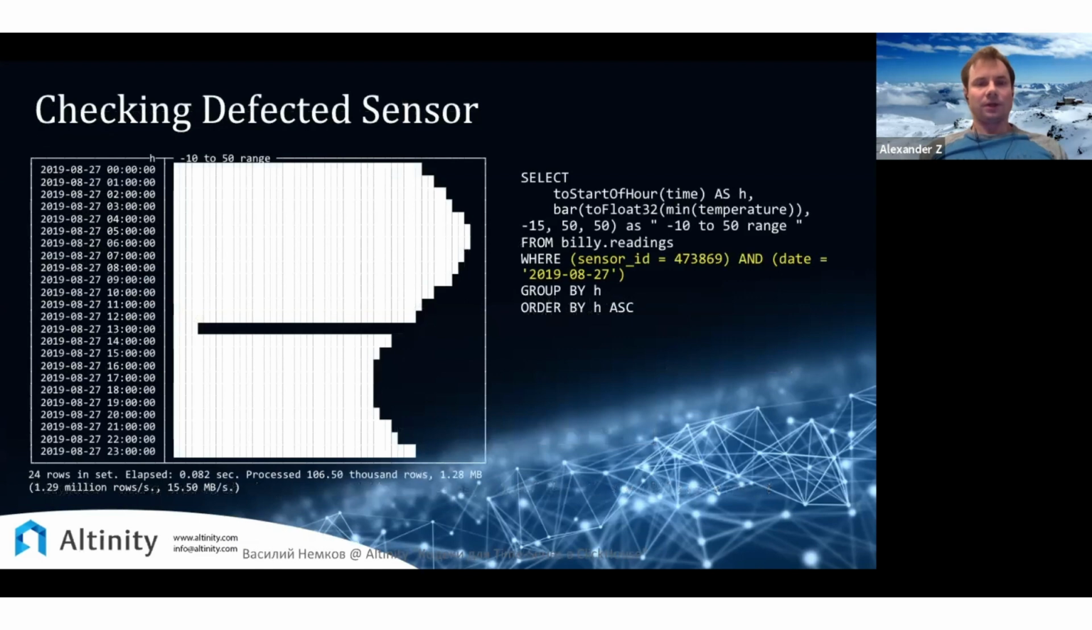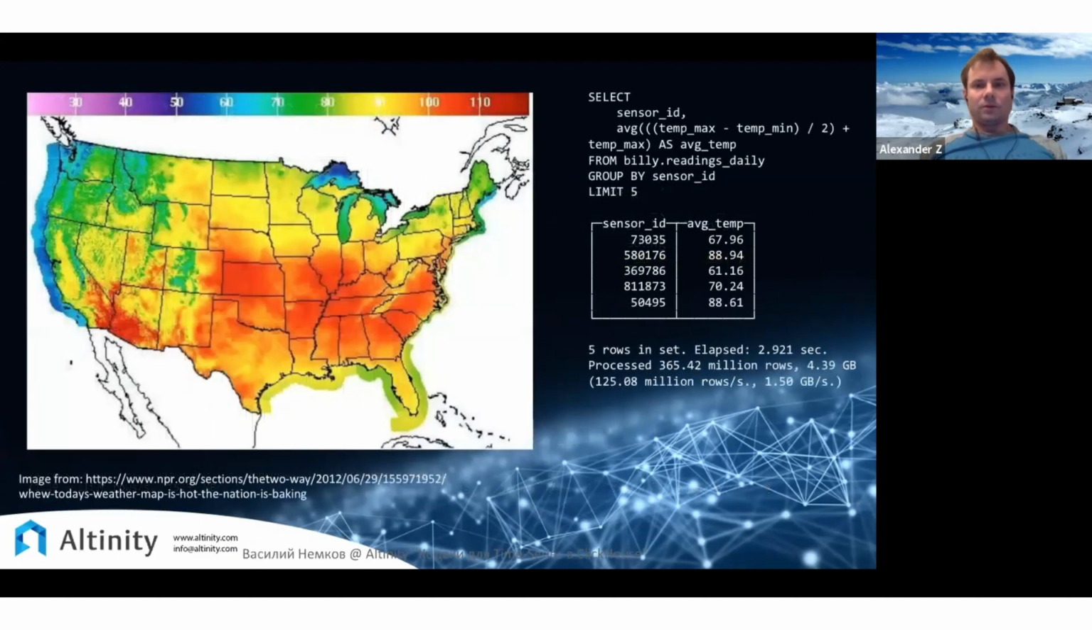We can query it, checking that this is in fact a defective sensor. We can see the drop in the distribution for this particular time and day. Problem solved.